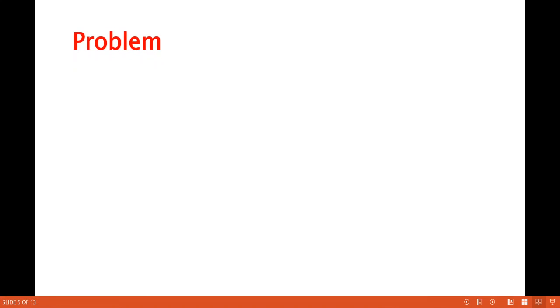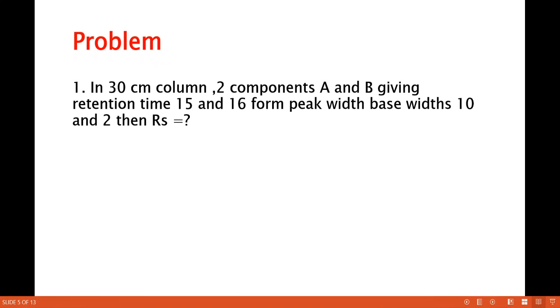Then we see the problem. Such types of problems are asked in the exam also. In a 30 centimeter column, we are going to take two components A and B. They show retention times of 15 and 16. From the peaks, the widths are 10 and 2. Then calculate the RS term.